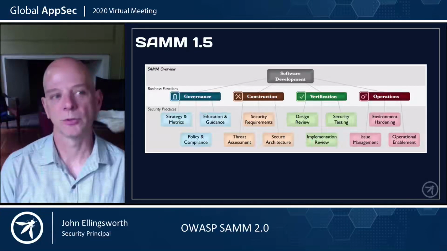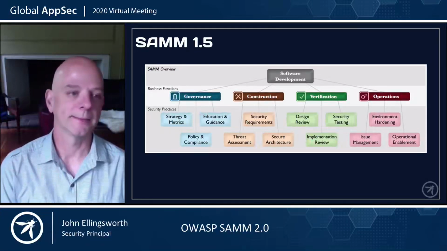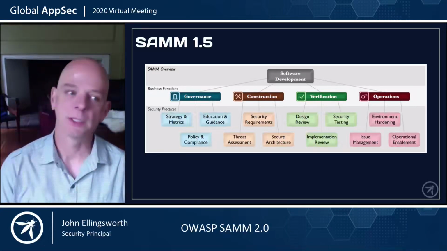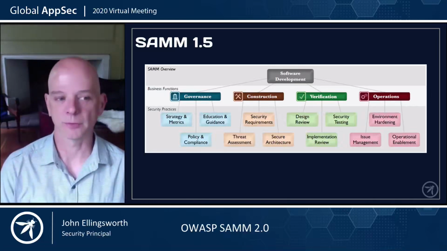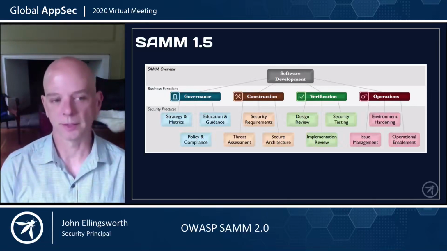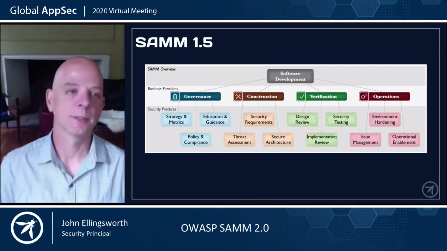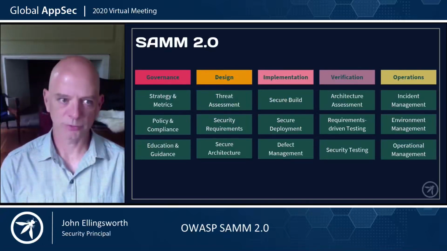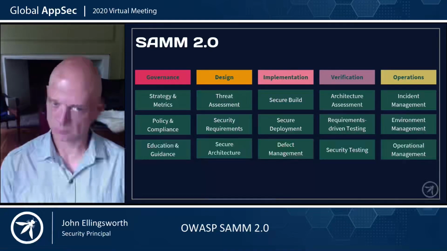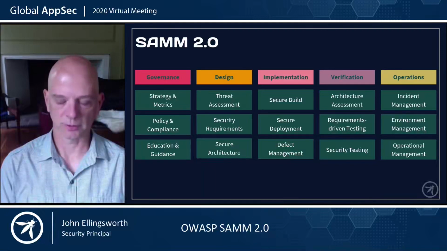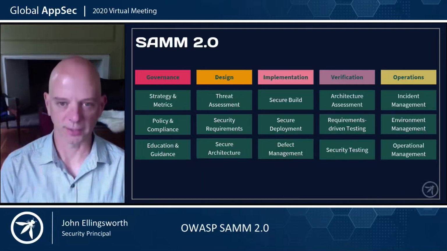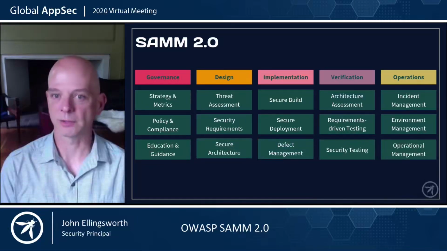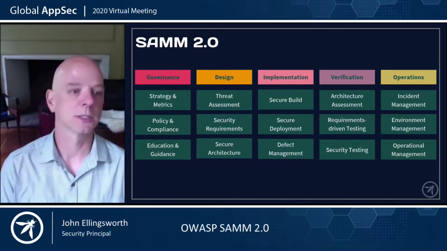And so here at a high level is a 1.5 view. We can see the 4 business functions of 1.5: governance, construction, verification, and operations, each broken down with 3 separate security practices that we can see here. 2.0 basically changed a few of the names of those. For example, construction is no longer within this framework. It's been broken out into design and implementation, giving us the 5 total. We have governance, design, implementation, verification, and operations.